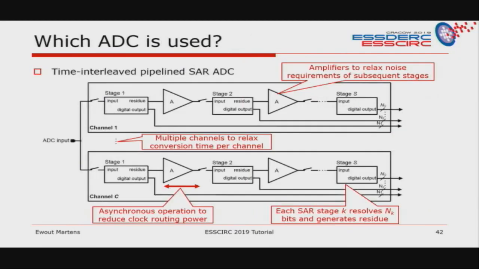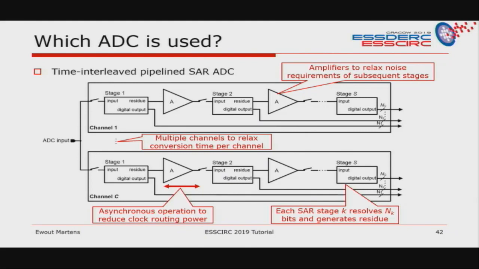And which ADC architecture is used in these designs? Well, it's always a time interleaved pipelined SAR ADC. So this ADC starts with SAR stages, which resolve a number of bits and will generate a residue. And then pipelining is added to, first of all, increase the speed, because you then don't have to resolve all the bits at the same time, and also to relax the noise requirements of everything that comes behind it. If you want to go to even further speeds, you put multiple channels in parallel, and then you can relax the conversion time per channel.